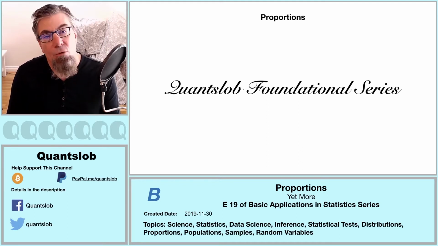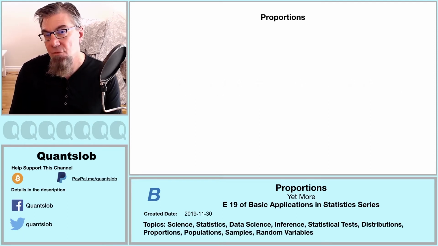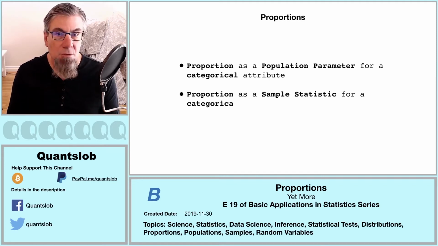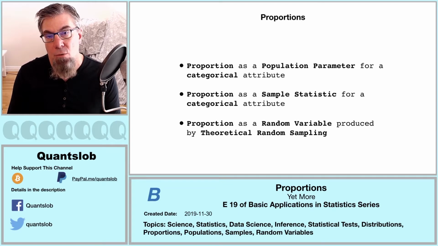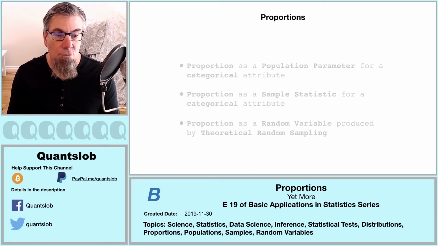Anyway, back then we learned, among other things, that from a data science perspective, we may think of proportions as arising in at least three different settings. We can talk about a proportion as a population parameter. We can also talk about a proportion as a sample statistic, and also as a random variable implicated by theoretical random sampling. Now, this last setting is quite a bit more challenging to grasp than the other two, but with familiarity comes understanding.